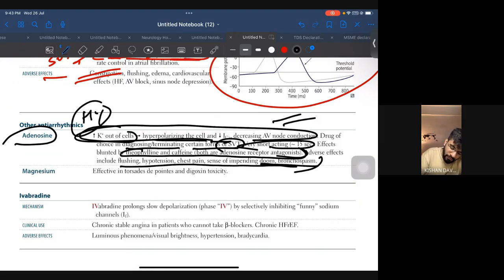High yield. There is a question in UWorld. I think 1 to 2 questions are there in UWorld. So it becomes high yield. Okay. Ivabradine: just remember the mechanism. It will inhibit the funny sodium current. Just the mechanism. All right. So I think with this we are done with the cardiac pharma and patho.